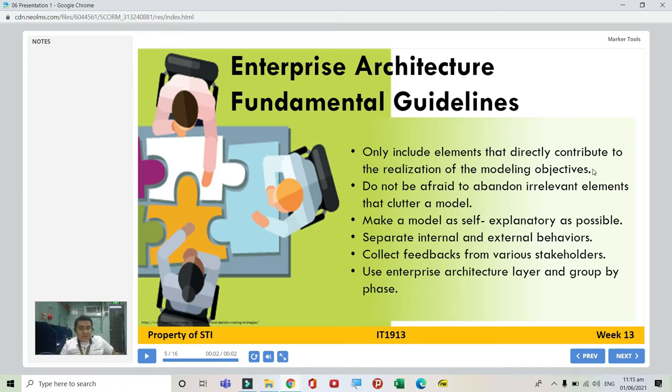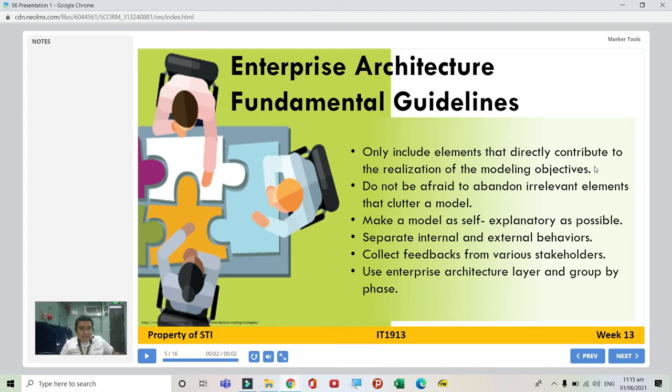So we have this kind of tendency na when we do modeling, as much as possible, we include everything. Okay? But then not everything is relevant. Okay? So provide only or use only elements which you think are necessary for the model.